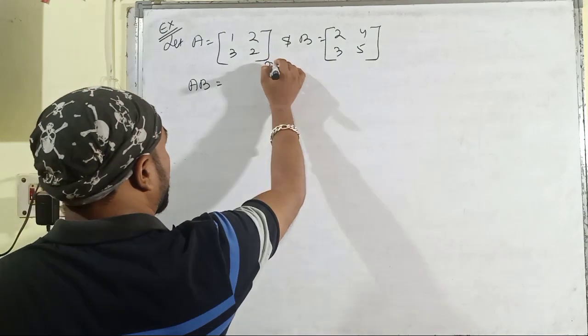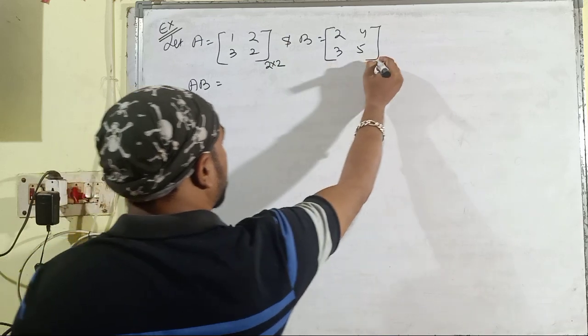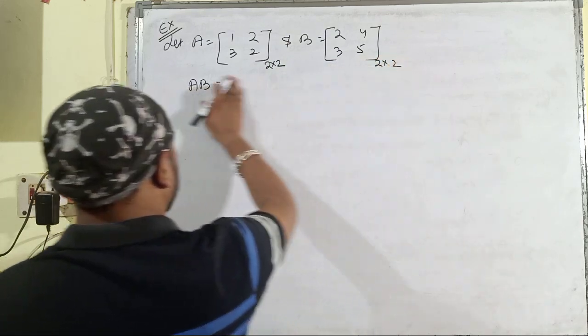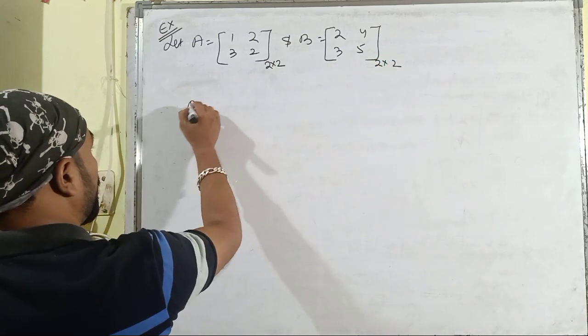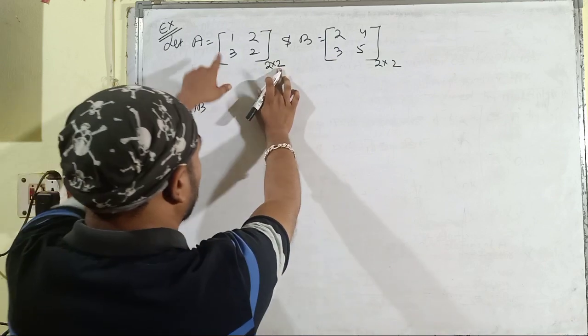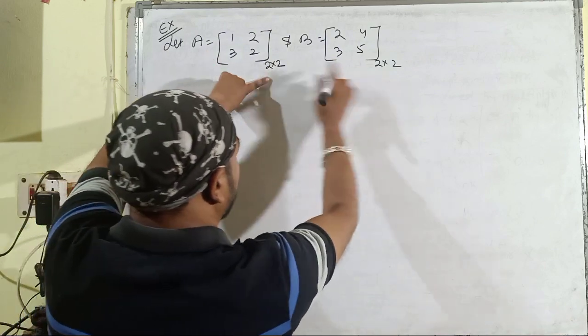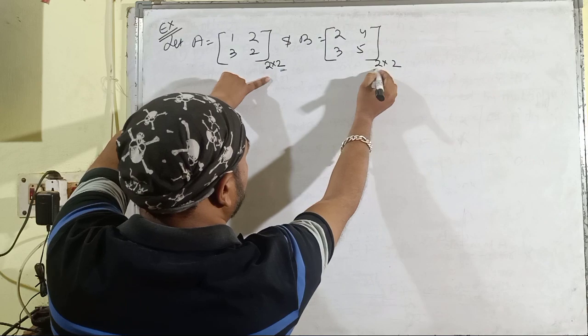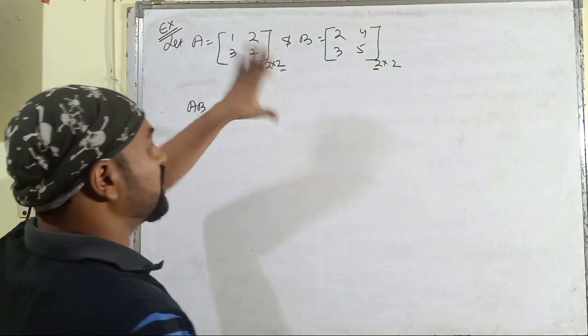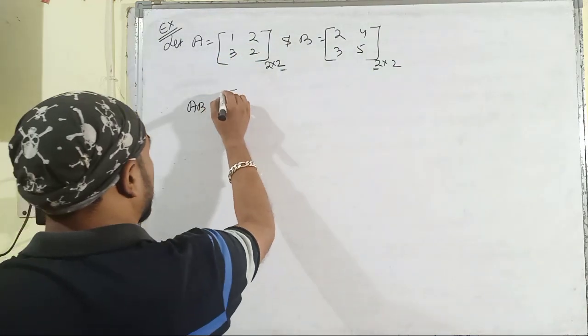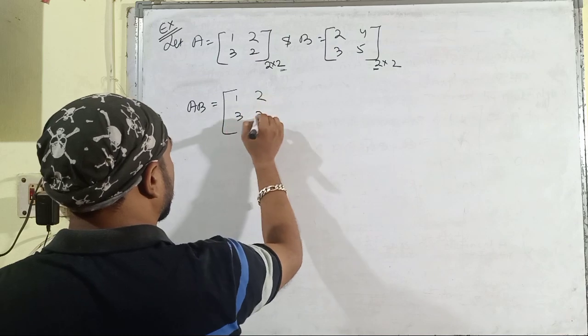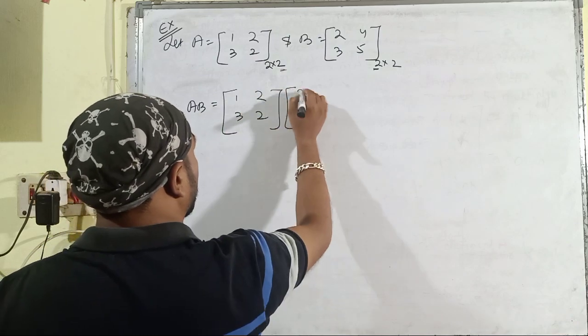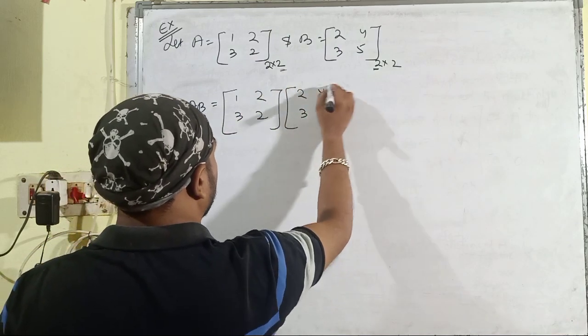Here A is a matrix of order 2 cross 2, and B is a matrix of order 2 cross 2. As the number of columns of the first matrix A is equal to the number of rows of the second matrix B, AB is defined here. So let us multiply these two matrices, [[1, 2], [3, 2]] multiplied with [[2, 4], [3, 5]].